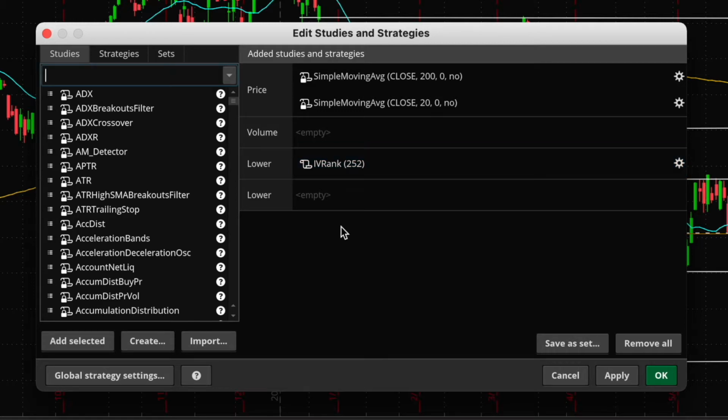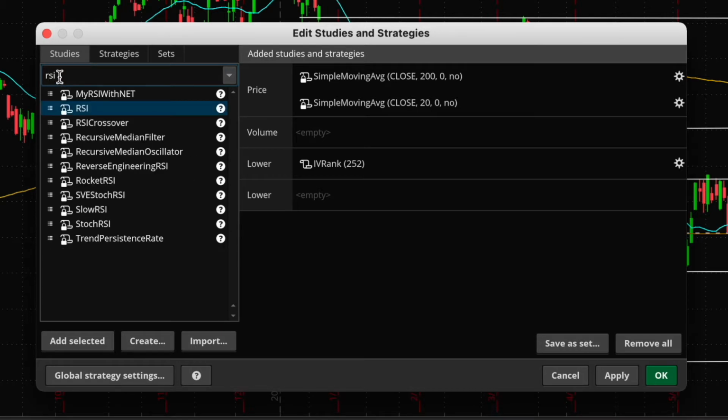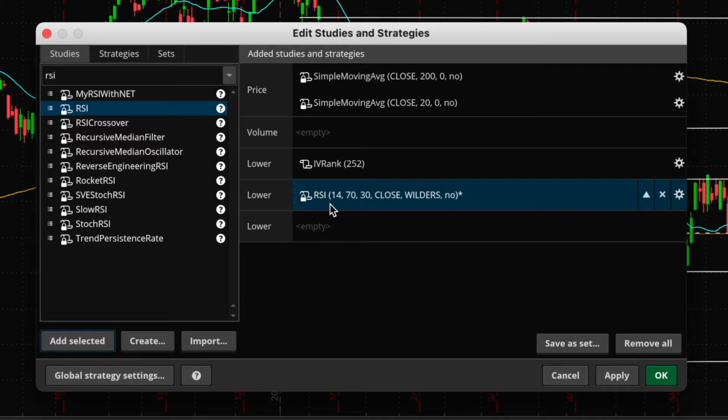But now to add the RSI indicator, simply come over to the left hand side and go to the search box and just type it in, RSI. And there it is. So make sure you click on it so it's highlighted in blue, and then go down to the bottom here and click Add Selected. And there you go. As you can see right here, it's gone ahead and added in the RSI indicator below my IV rank one.